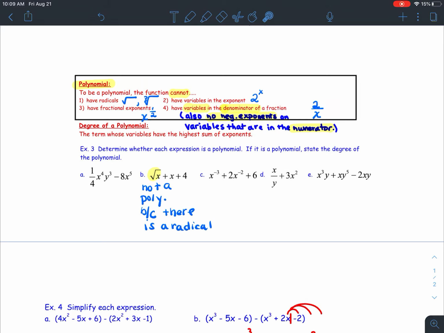Okay, so as I look at those, I notice, and I'm going to go ahead and highlight this, here's a couple negative exponents in the numerator, so I'm simply going to write down not a polynomial because negative exponent.